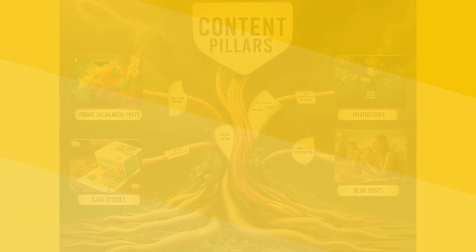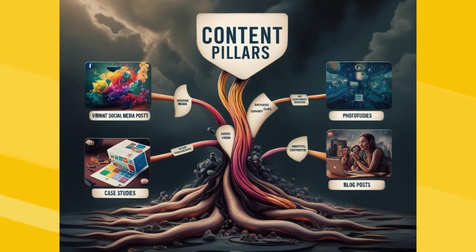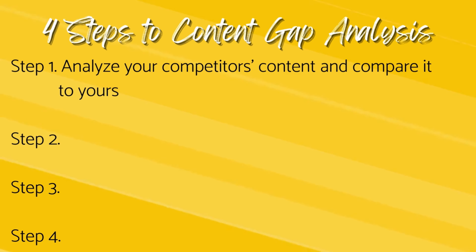A central pillar page covers a broad topic, and then you link out to more specific cluster articles. This internal linking is powerful because it tells Google and other search engines that you're an expert on this topic, and that can help all your pages rank higher. Let's recap the 4 steps to finding your content gaps and creating a content strategy that will actually get you results. 1. Analyze your competitors' content.